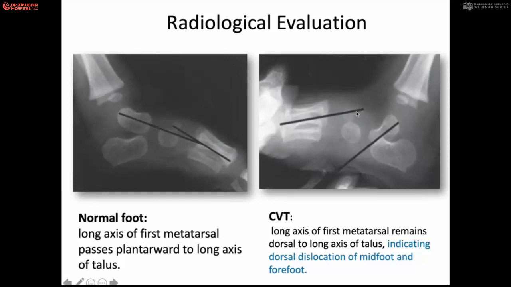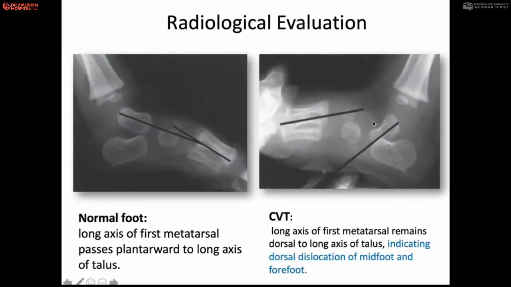But in the vertical talus, the axis of the talus remains lower than the first metatarsal. The long axis of the first metatarsal remains dorsal to the long axis of the talus because of the dorsolateral dislocation. This indicates dislocation of the midfoot and forefoot on the dorsolateral side.